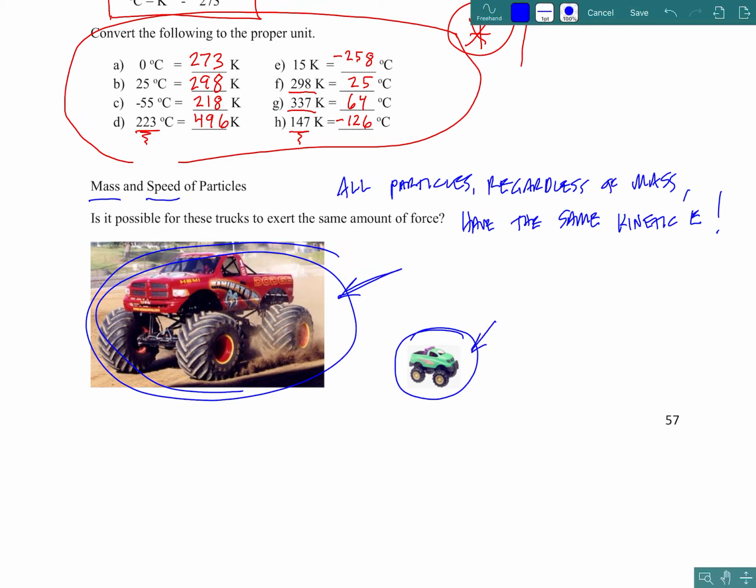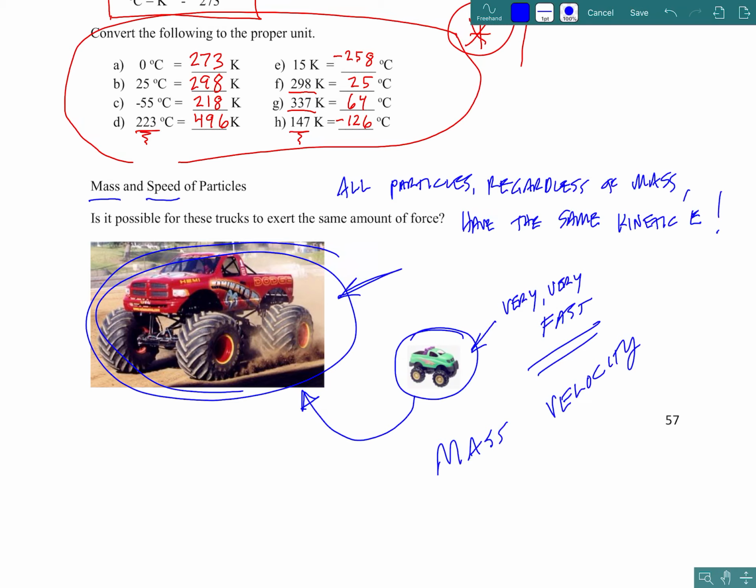Well, that's not necessarily true. What if this little toy truck were moving very, very fast? What if I were to get it going hundreds and hundreds of miles per hour and moving through the air, and then you were standing in the way? Could it then quite possibly have the same energy as that monster truck? Yeah, it could do quite a bit of damage. The thing is, kinetic energy has a component of not only mass, but also velocity.